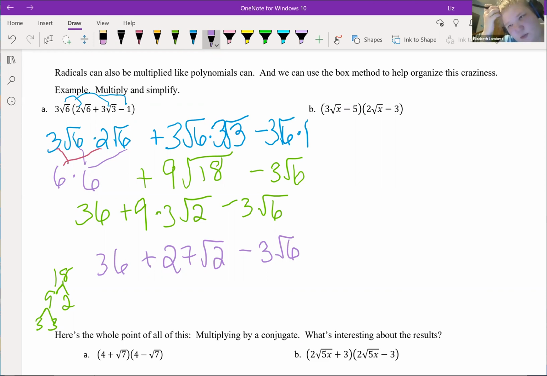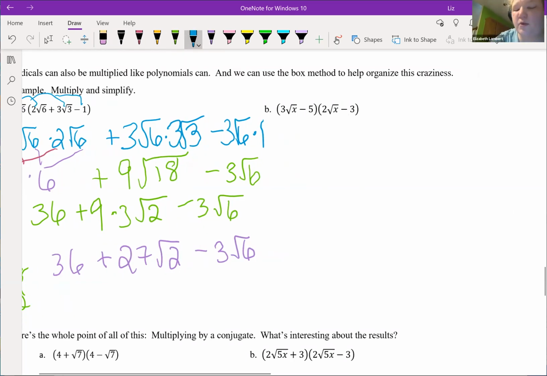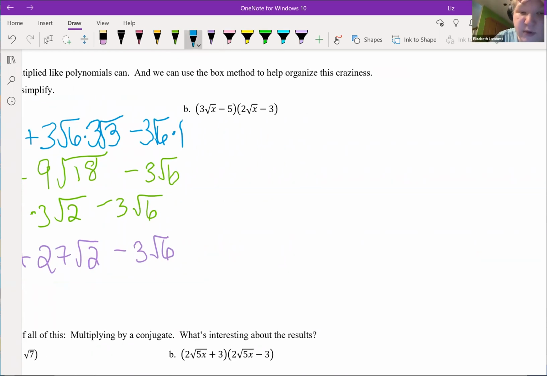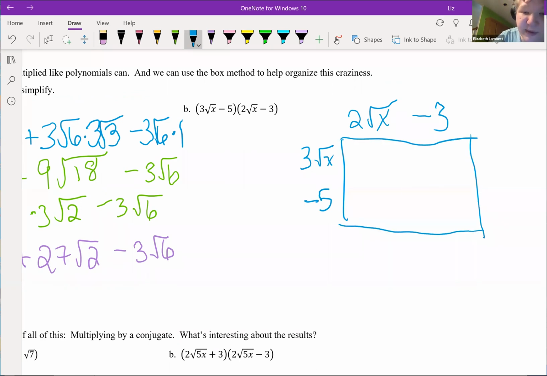All right, B, a little more interesting because I threw some variables in there. But same song, second verse, except this one, since the binomial times a binomial, you could use FOIL. I'm going to go ahead and use the box method again. I just like the way it organizes the information. All right, so one of them across the top. So here I'll put 2 square root of x minus 3, and then down the side, 3 square roots of x, all the things multiplied as a term. And then keep that minus with the 5, so you remember you're multiplying a negative. So 2 terms by 2 terms is 2 rows and 2 columns. There we go.